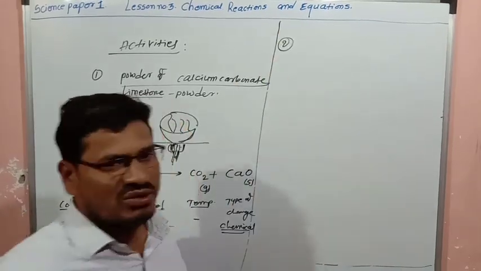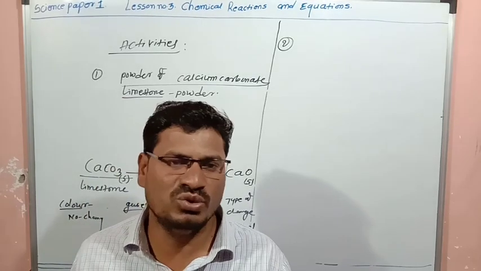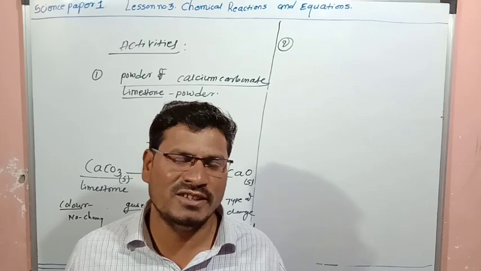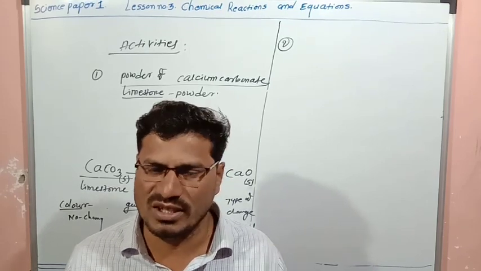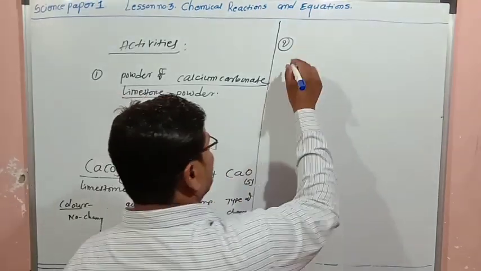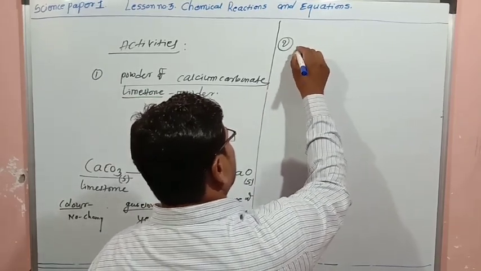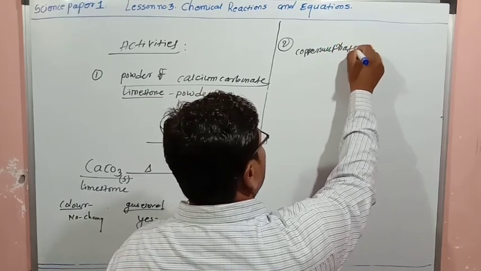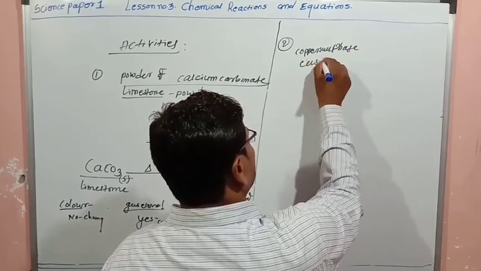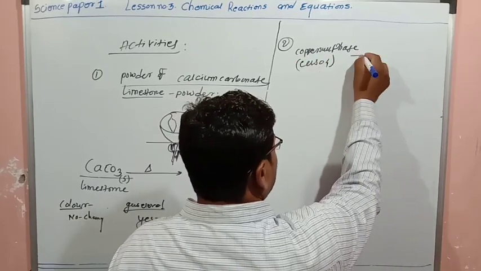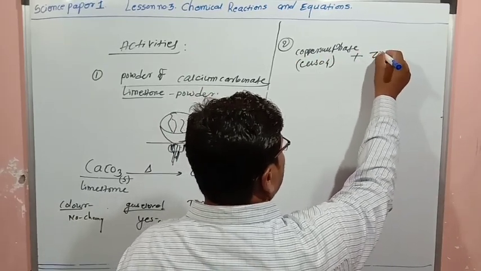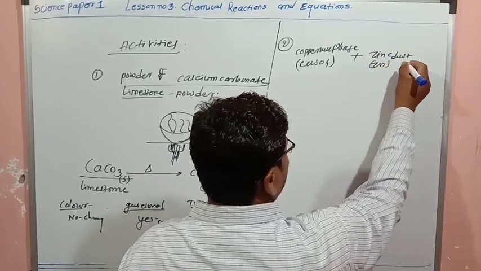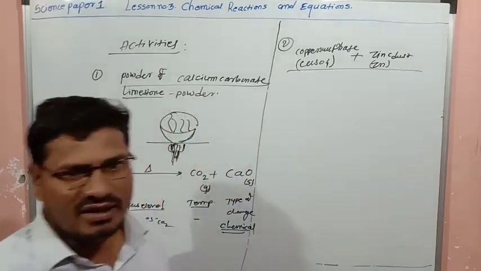Second activity we are going to learn. In this second activity, you have to take a copper sulfate solution and add zinc dust, and then observe the chemical reaction. So you have to take copper sulfate, that is CuSO4, plus add zinc dust, Zn dust, and observe the chemical reaction.